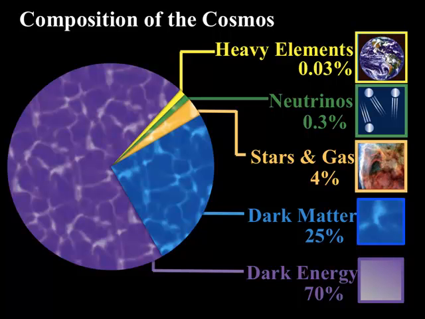25% of the universe is in the form of this dark matter, and about 70% of the universe is in the form of this dark energy. So we know it's there, we can measure its presence, but we don't know what it is. Yeah? Where do these percentages come from? 25% dark matter. Right. Where do these percentages come from?